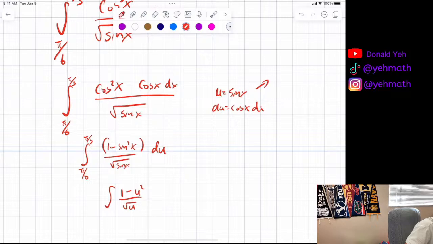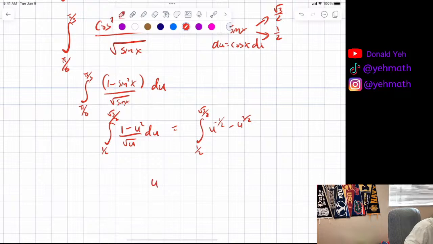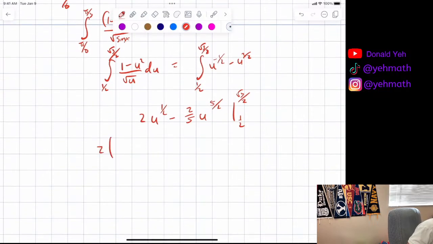In terms of u, that's going to be square root 3 over 2 and 1/2. So 1/2 to square root 3 over 2, because it's in terms of u. So that's the integration of u to the negative half minus u to the 3/2. And I think we did this one before, or no? 2 minus u to the 5 over 2, 2 over 5, between square root 3 over 2 and 1/2. And all you gotta do is plug in, because this one's too hard to simplify.